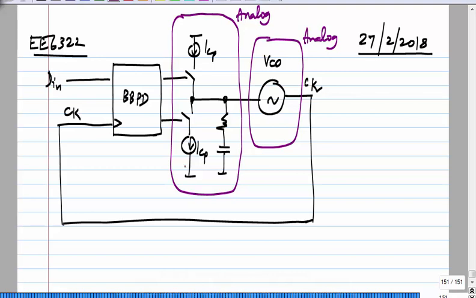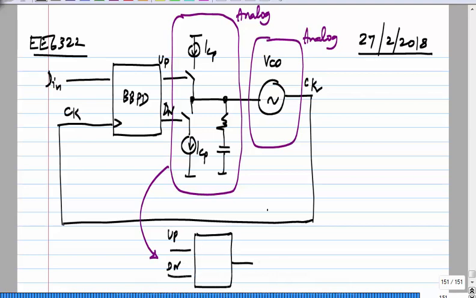So, you replace this with something that takes in up and down and gives you some output. Okay. So, here the output is the control voltage. I just call it some digital control YC. Okay. And then you can connect that to a D2A converter and connect it to a VCO. Okay, that's possible. That's like partial digitization where we use a digital loop filter, but the VCO still remains.